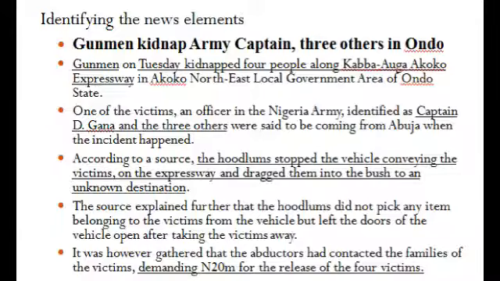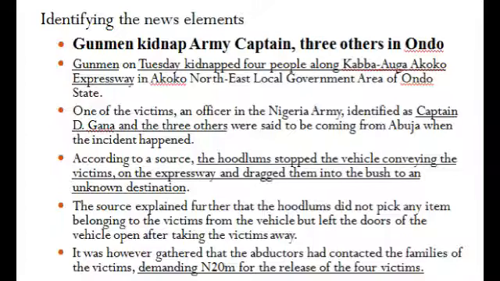Now if you look at the last paragraph, it was however gathered that the abductors had contacted the families of victims demanding 20 million for the release of the 4 victims. So the why here could be that the gunmen kidnapped the victims to request 20 million. And then the how, if you look at the third paragraph, you see the how. They stopped the vehicle conveying the victims on the expressway and dragged them into the bush. That's the how. So you have the how, that is how the event took place. The hoodlums stopped their vehicle and then dragged them into the bush.